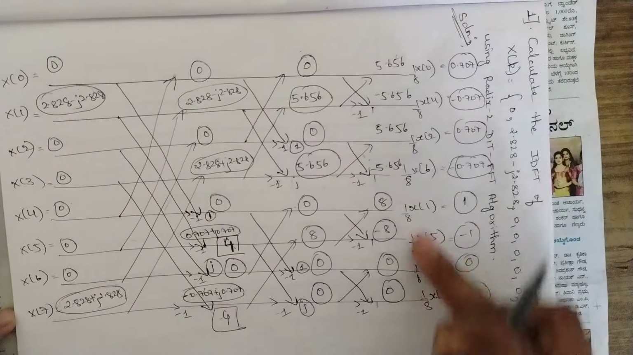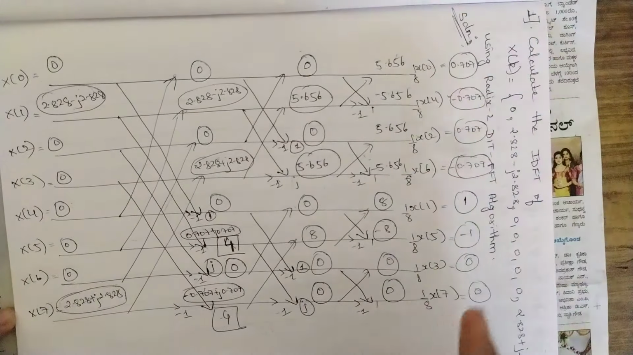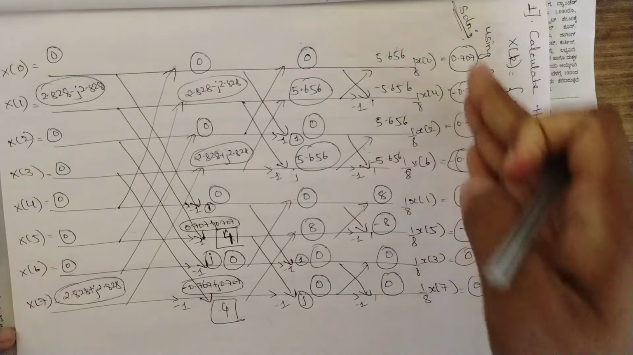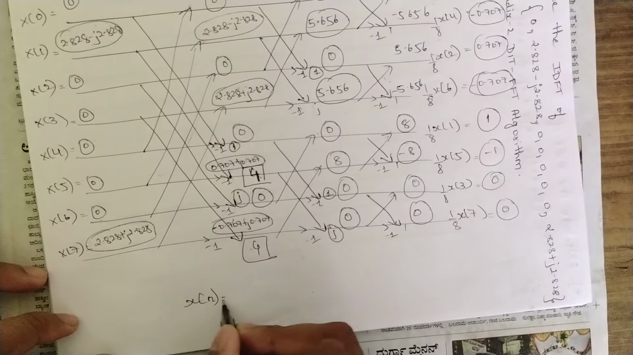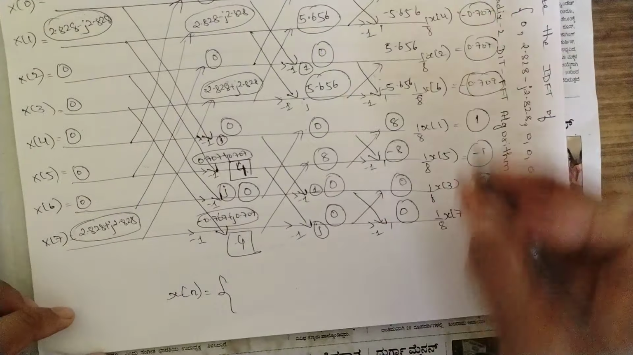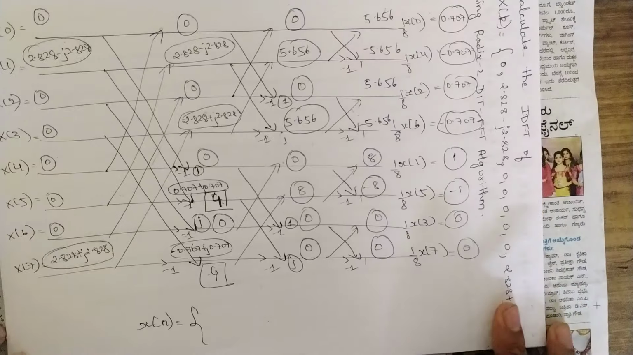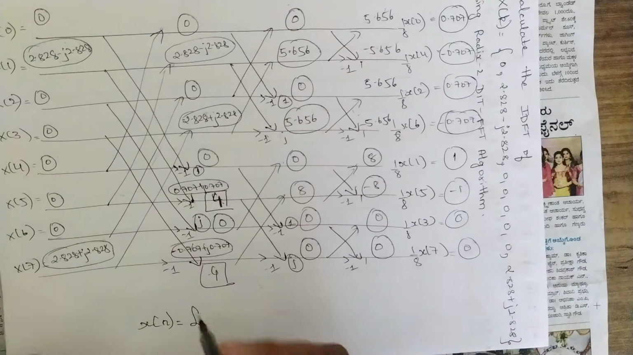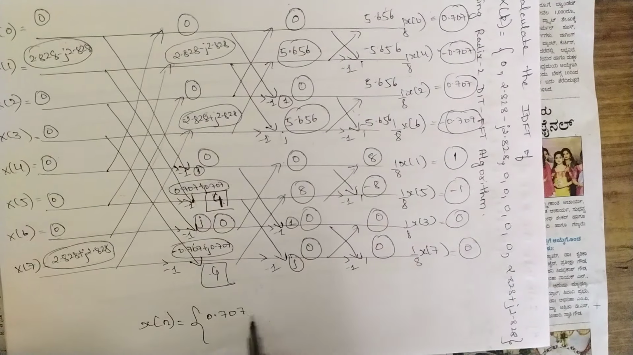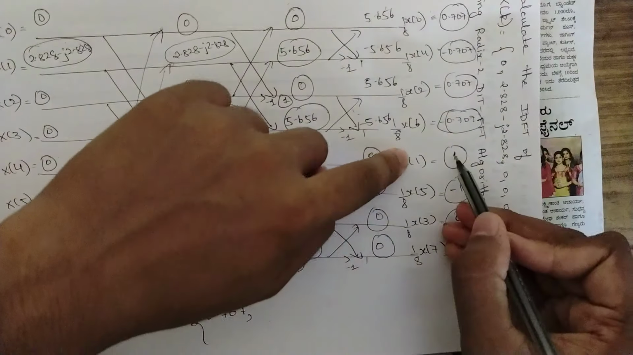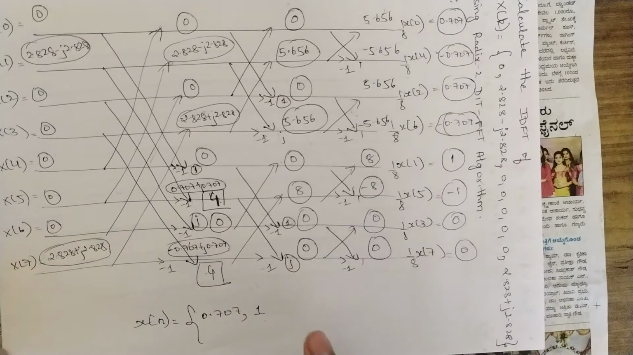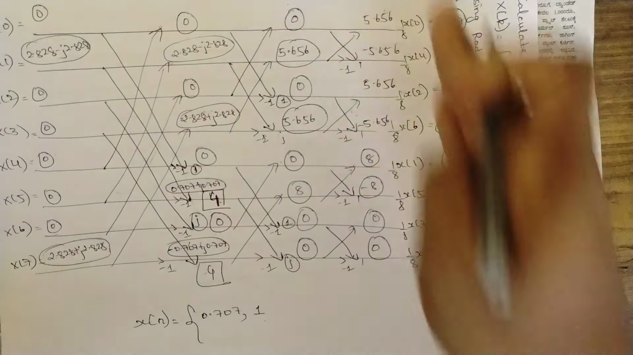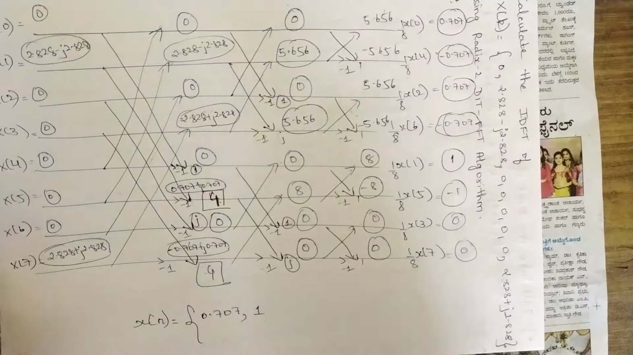Now here in the output side the sequence is shuffled, right? So like this only we cannot write our final answer of x of n, because here the outputs are shuffled. So according to the sequence only we should be writing. So x of 0 is 0.707, comma, x of 1 is here, that is 1. That we should be writing here. Like this only you should not be writing here, because this is for IDFT where outputs would be shuffled, right? So you should be keeping that in mind.